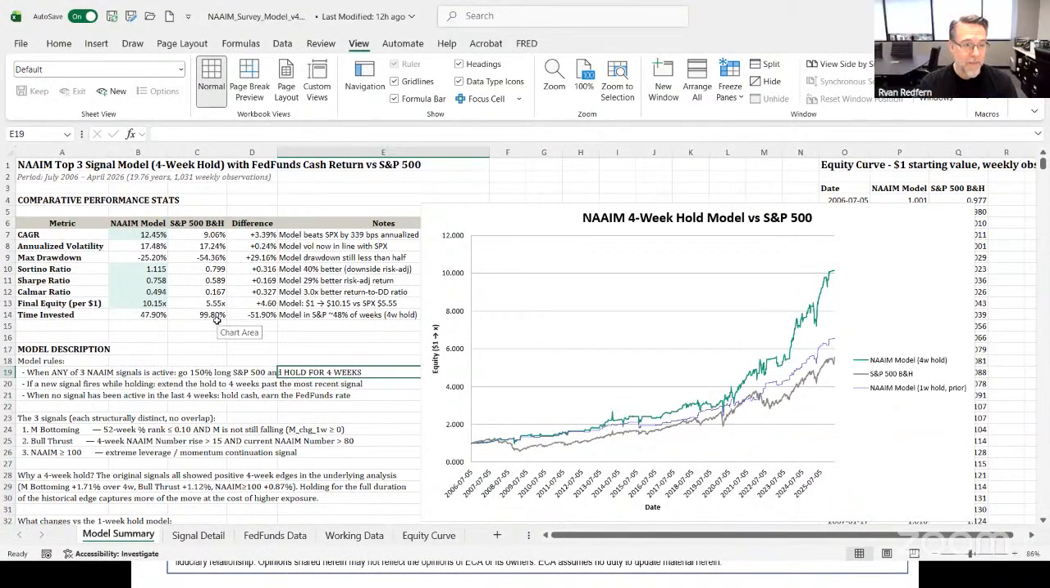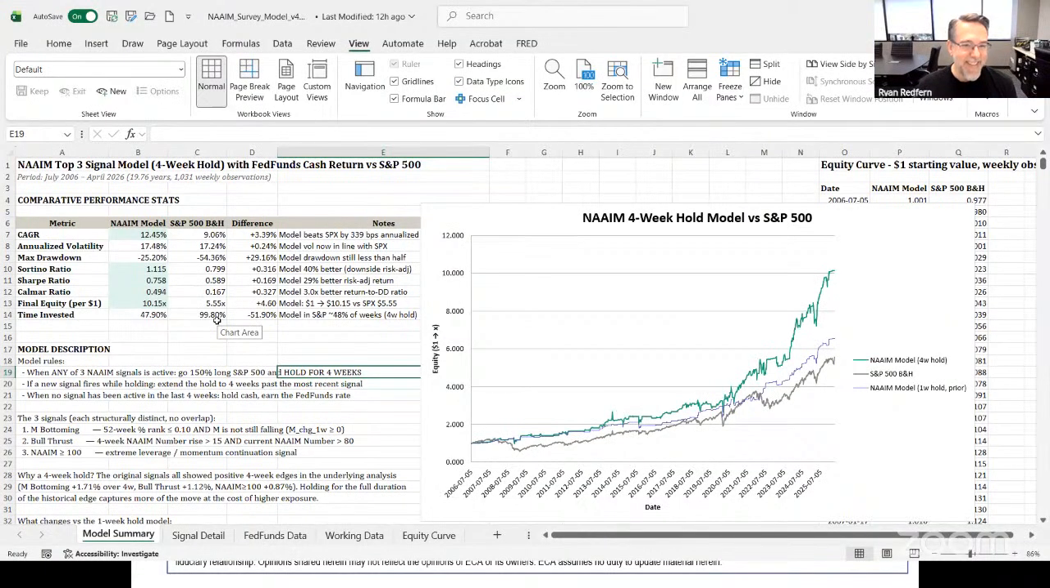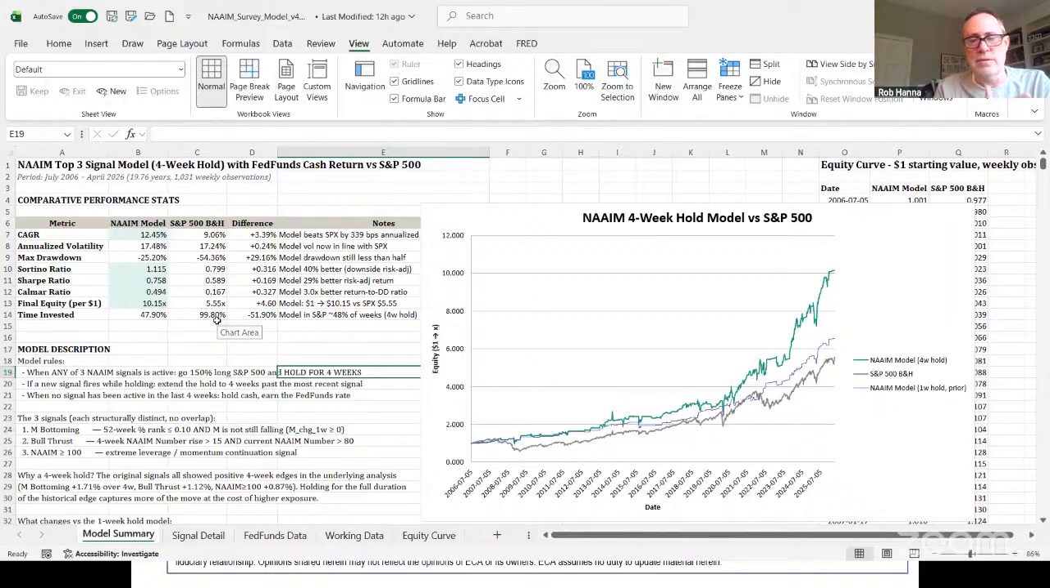So rather than jumping in and out, people like to, 1 week hold is short for some people. Not for me, but for some people. But there's a lot of monthly models. And I said, all right, so if we've had a signal within the last 4 weeks, we're in. And it's only once you go 4 weeks without any signal that you're going to go flat. And in this case, you'd be in the market about 48% of the time.